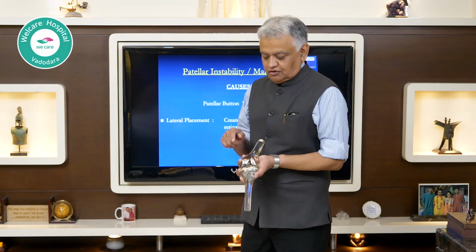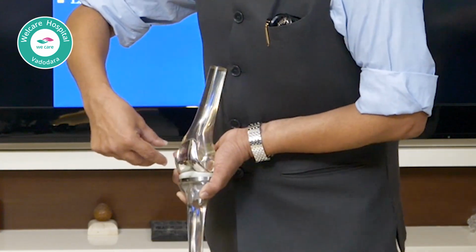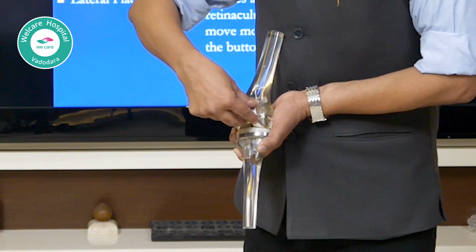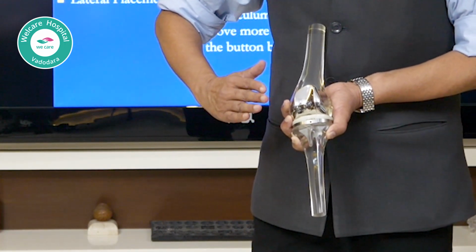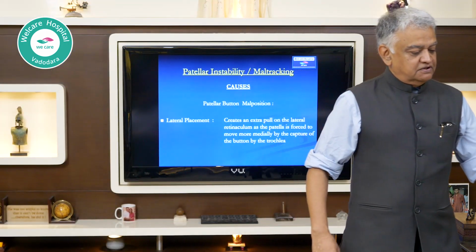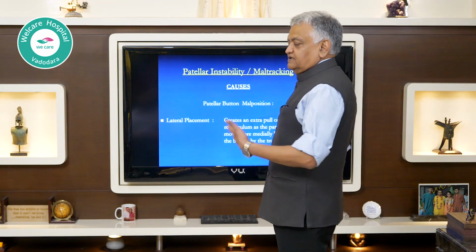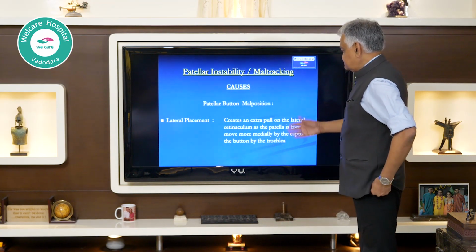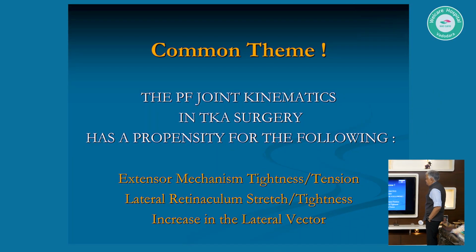Exactly. So think of the trochlea and the button as a capture mechanism for each other. If you put the button laterally, it will have to slide in this direction, and that way it will cause stretch on the lateral retinaculum. So this is an important part of patellar button replacement, which we will demonstrate in the theatre one of these days. Next, please. So now the common theme.